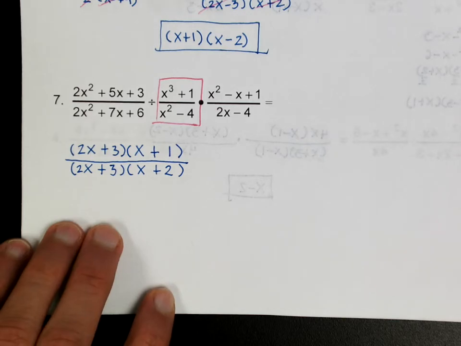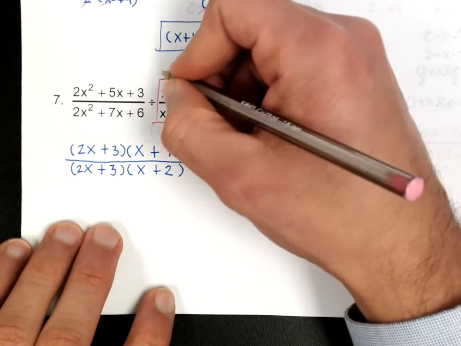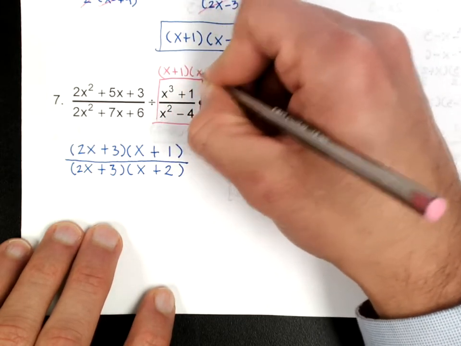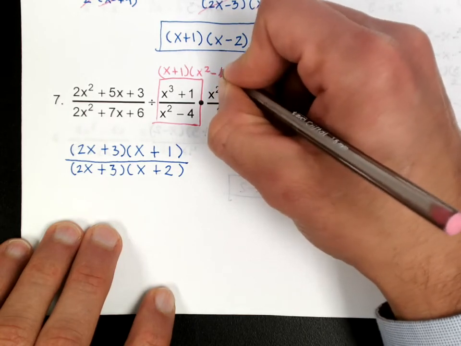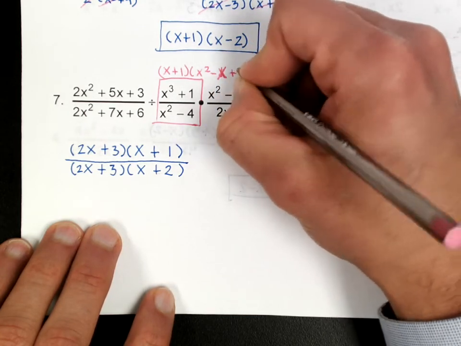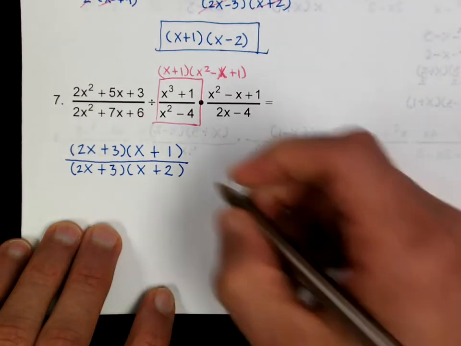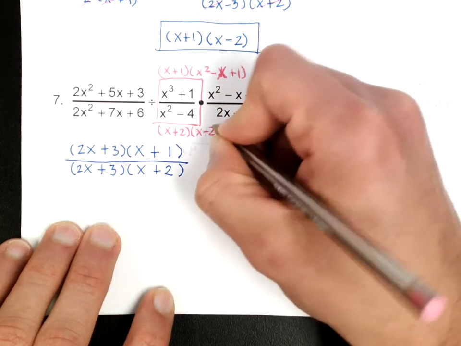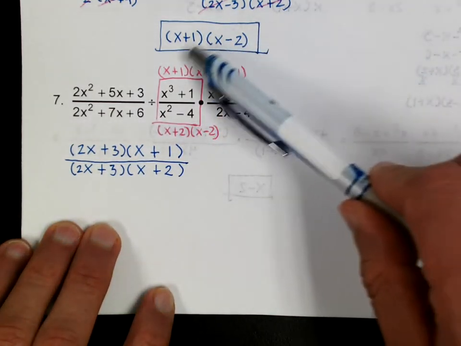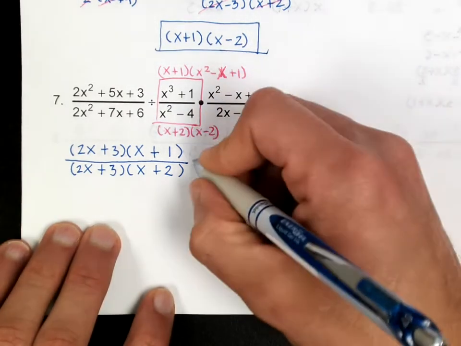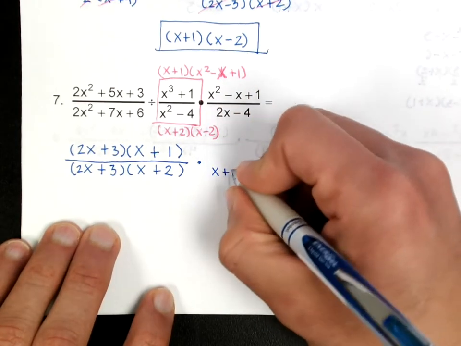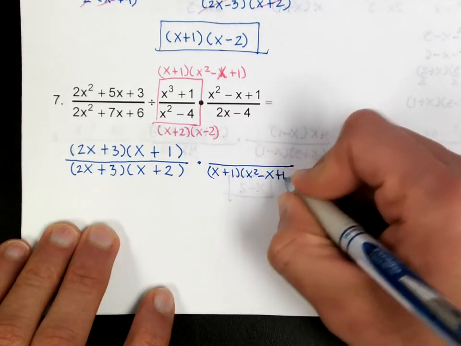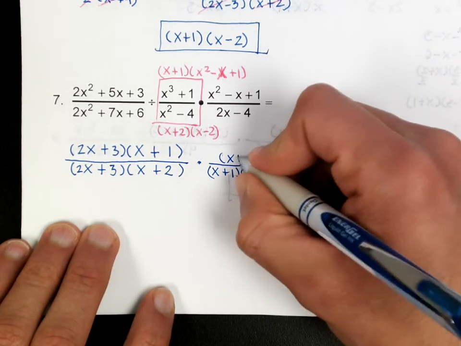Right, now, as I do that, I'm going to go ahead and tell you what the factor of x cubed plus 1 is. This is a sum of cubes. And again, if you have trouble remembering how to factor this, it is x plus 1 times x squared minus x plus 1. Okay, and on the bottom I have a difference of squares, so I have this. And then this right here is what I'm going to flip. So this top part is going to be on the bottom. So I have x plus 1, x squared minus x plus 1 and this is going to be x plus 2, x minus 2.